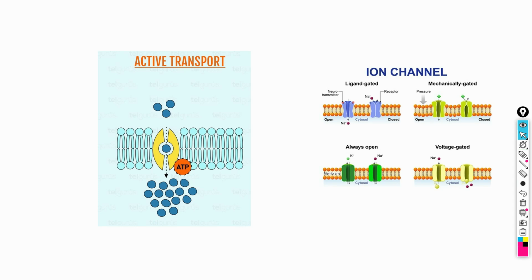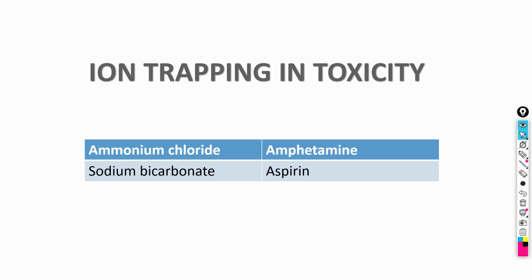Now, ion trapping does have a crucial role in toxicity cases. Say for example, if a patient has consumed a toxic compound which is basic in nature, say for example amphetamine. There is amphetamine toxicity. In that case, of course, if the period of exposure is less than 3 to 4 hours, then we can go for induction of vomiting. But if it is more than 4 hours, and what if the compound is already absorbed in the circulation? In that case, we can go for rapid elimination of the amphetamine from the urine.